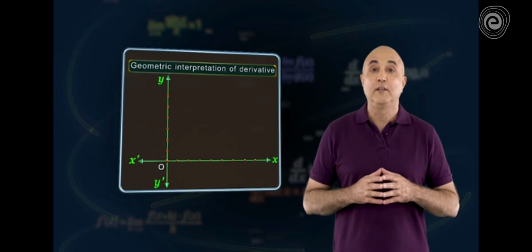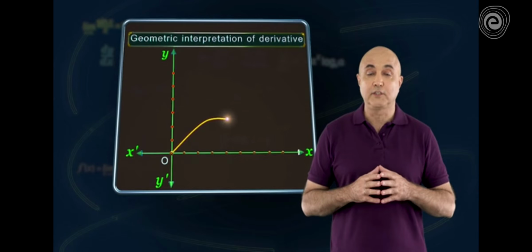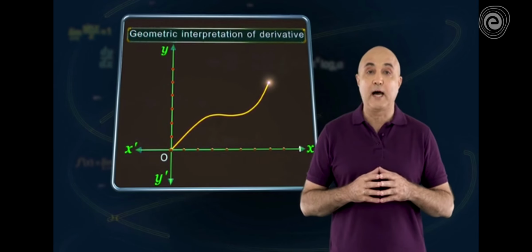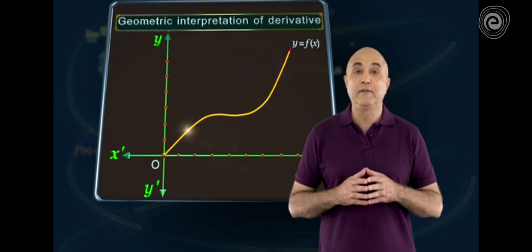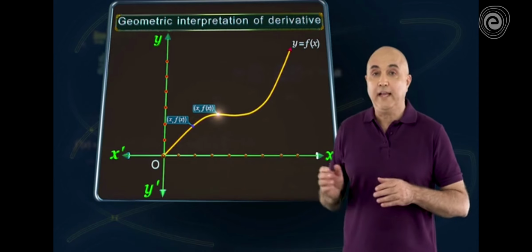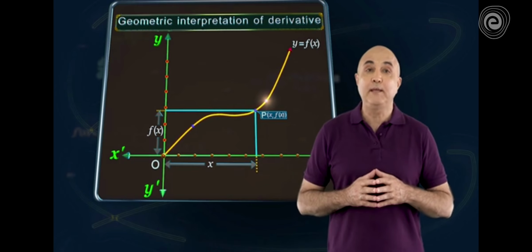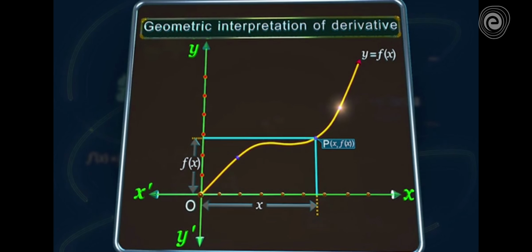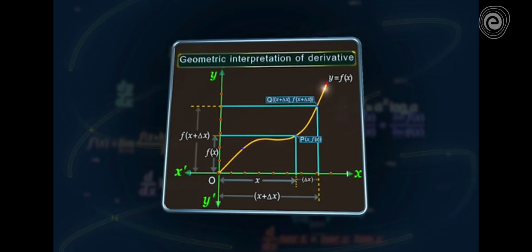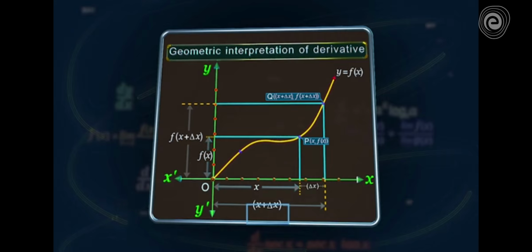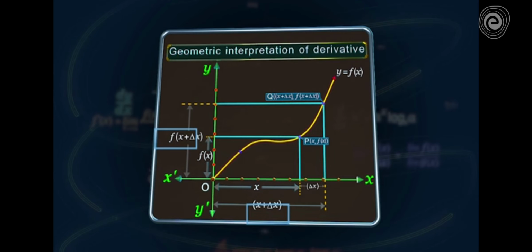Now we proceed to understand the geometric interpretation of derivatives. We consider the curve given by y is equal to f of x. Each point on this curve will be given by the ordered pair (x, f of x). Let P(x, f of x) be any point on the curve. We consider another point Q very close to P on the curve. Let the x-coordinate of point Q be x plus delta x, so the y-coordinate of Q will be f of x plus delta x.